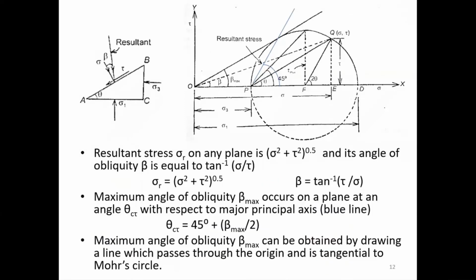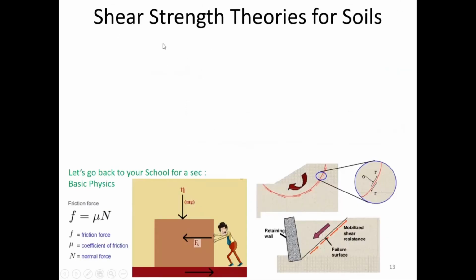Now, keeping these things in mind, we are clear with the resultant angle of obliquity beta, the maximum possible obliquity angle, the plane AB inclined to the major principal plane at theta, and what tau max, sigma and tau are. I think we are very clear with the graphical representation and resolution of this wedge. So keeping these things in mind, let us move to our topic, shear strength theories for soils.